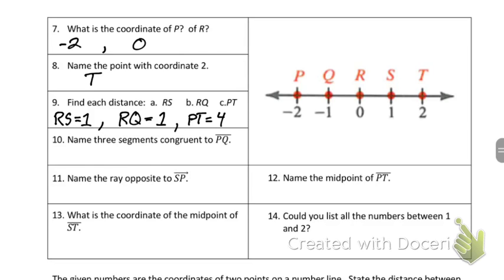Can someone give me 3 segments? Just give me a second to write them down. Okay, ST. Give me 2 more. RS. And what was the third one? QR. Let's check these out. ST, that's 1 unit. RS, that's 1 unit. QR, that's 1 unit. Awesome job.